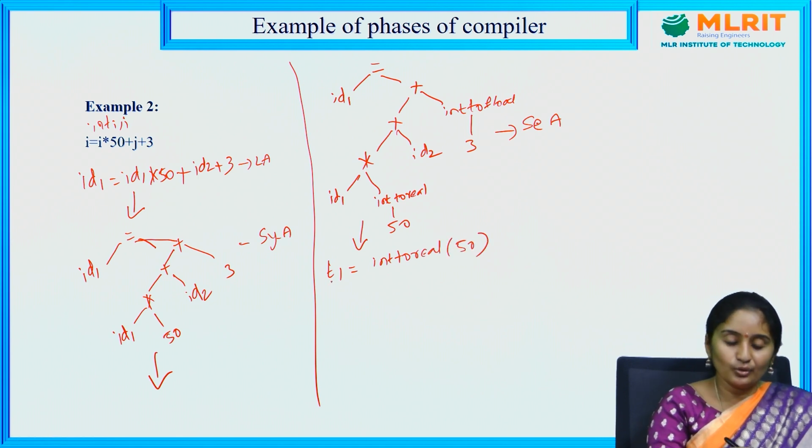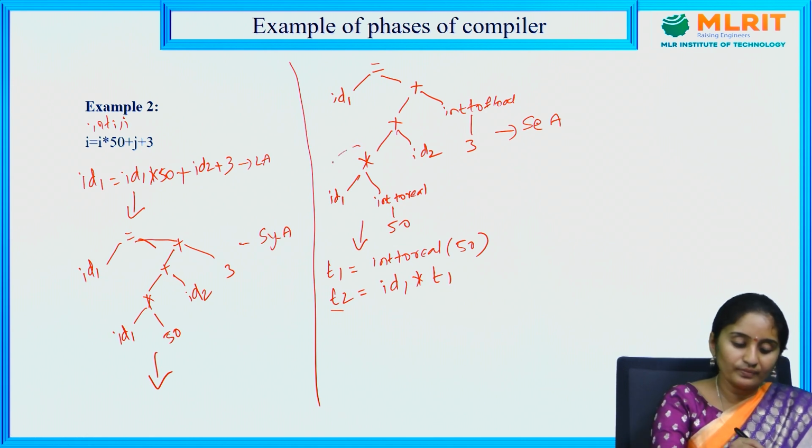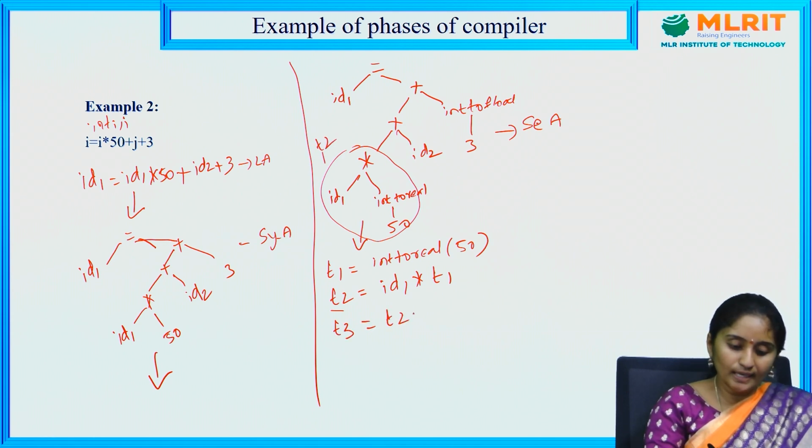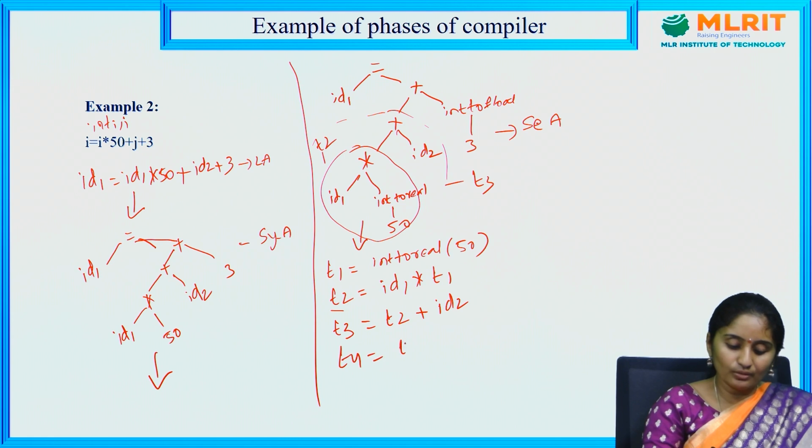The 50 is stored in T1. Next, T2 is equal to ID1 into T1. This whole is stored in T2. Now it is allocated to T3. T3 is equal to T2 plus ID2. This is there in T3. Next, T4 is equal to int to float of 3. Next, T5 is equal to T3 plus T4.